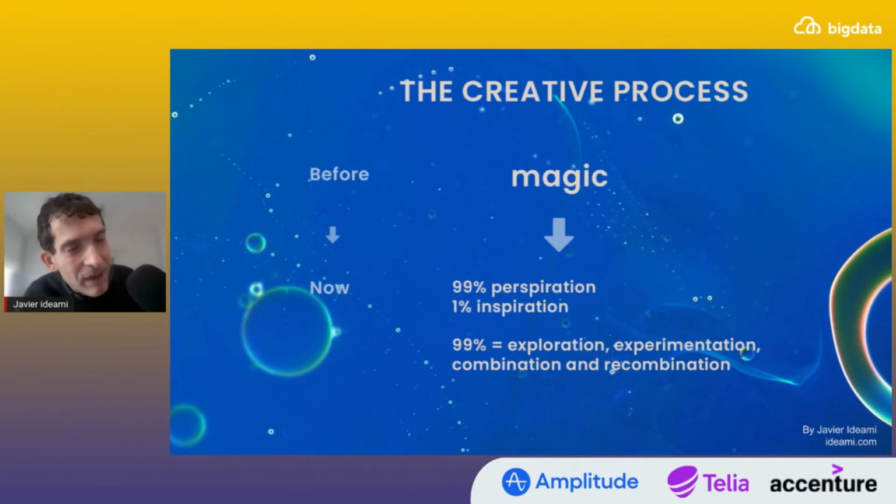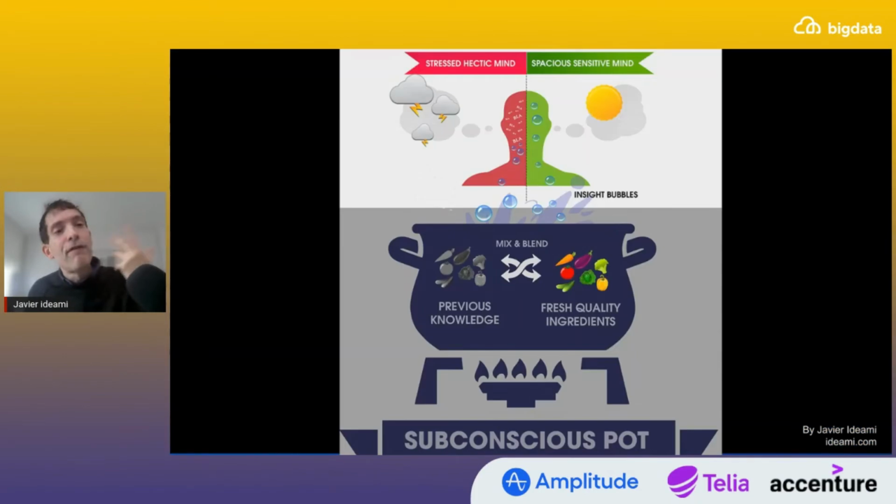Because many people thought and think that creativity is like magic, but as Thomas Edison told us, genius is 99% perspiration, 1% inspiration. What does this mean? 99% what? Exploration, experimentation, combination, recombination, a lot of which takes place subconsciously in our minds. And 1% inspiration, planting the seeds, refining the results. So a lot of this 99% that is so important in the creative process, all that part that is mixing, combining, recombining, experimenting, a lot of it takes place in our subconscious.